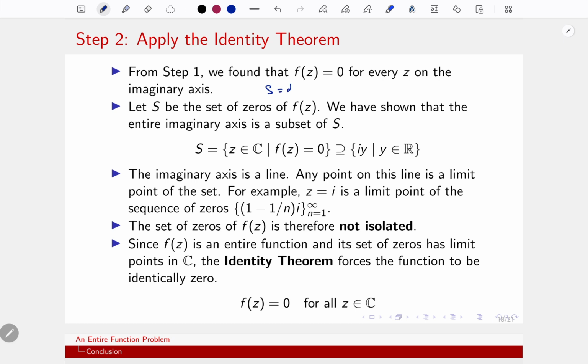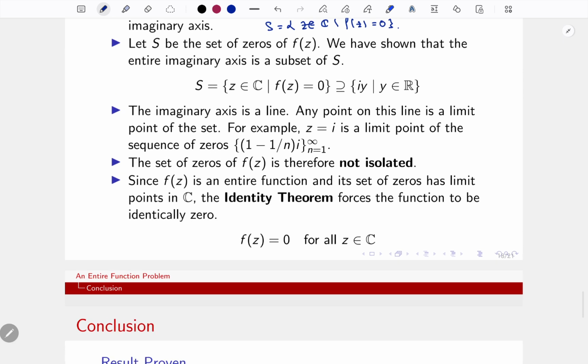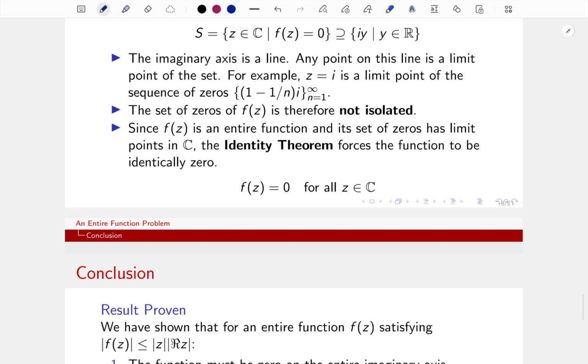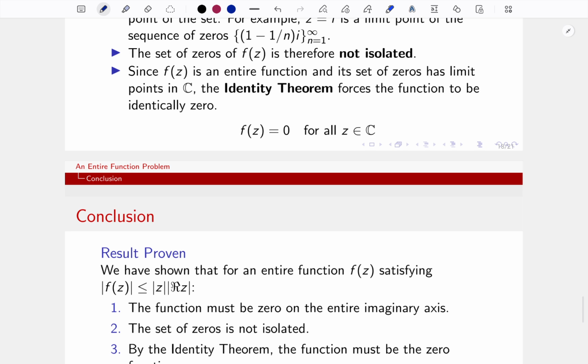So let S be the set of zeros of f. S is nothing but the collection of all those complex numbers such that f(z) is 0, and this collection has a limit point. Any point on this line is a limit point for sure, right? The set of zeros of f(z) is therefore not isolated, and hence by the identity theorem, since f is entire, f must be identically 0, and that's exactly what we required to prove. So f is just the identically 0 function.